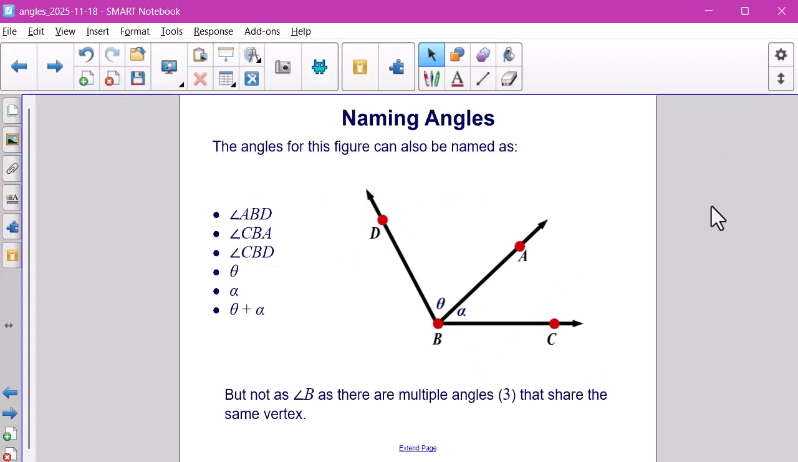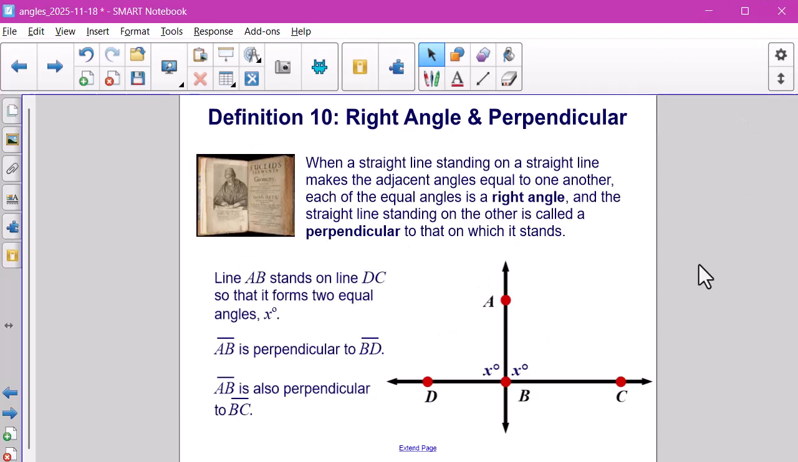The angles for this figure can also be named as angle ABD, angle CBA, and angle CBD. We could use angle theta, angle alpha, and we can use theta plus alpha for angle CBD. But as stated before, angle B cannot be used as there are multiple angles, 3 of them, that share that same vertex. Now let's discuss definition 10, right angle and perpendicular.